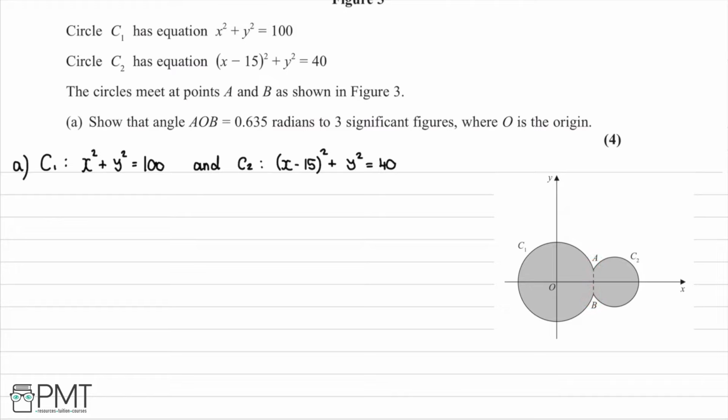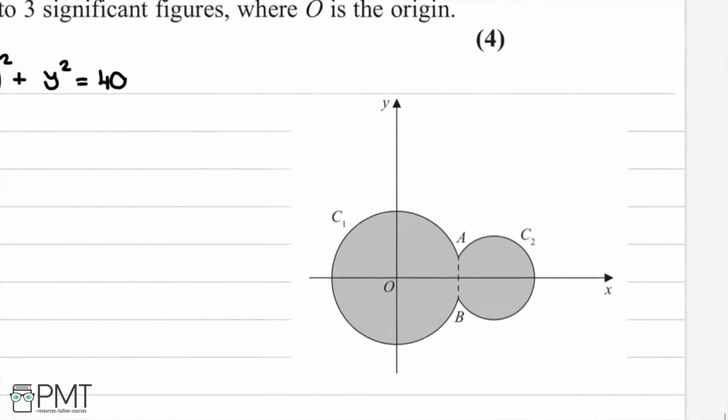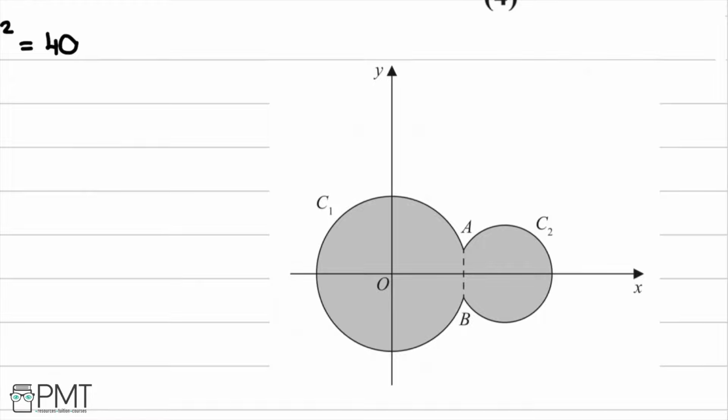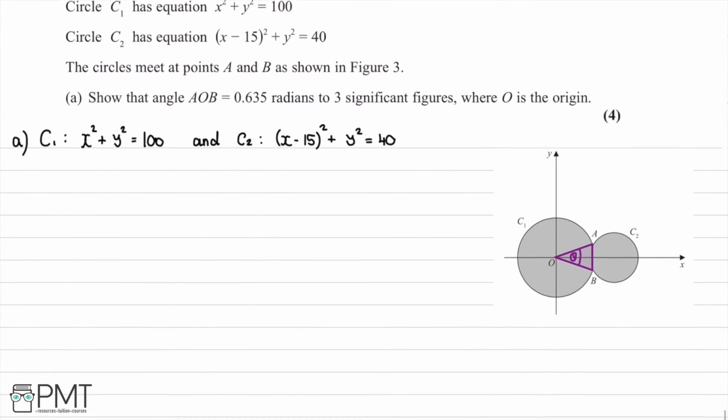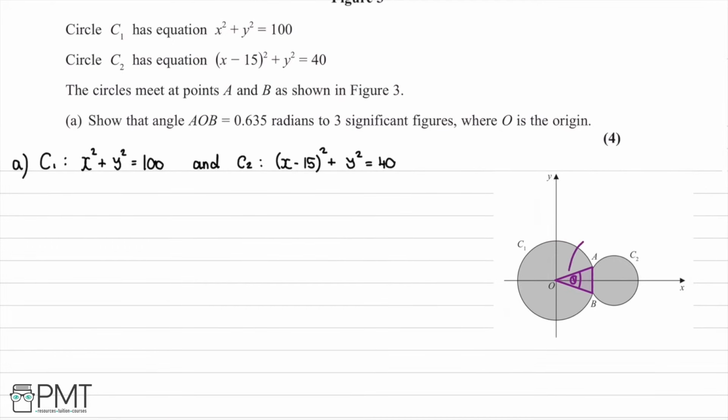And we're asked to show that the angle AOB is equal to 0.635 radians, and we're asked to give this to 3 significant figures, and we're told that O is the origin. So just looking at our diagram in a bit more detail, we'll zoom in here, and we want to find the angle AOB. So we know that this means we're going to have a triangle between A, O, and B. And we know that we want to find this angle in here. So just zooming out again, theta is what we want to find.